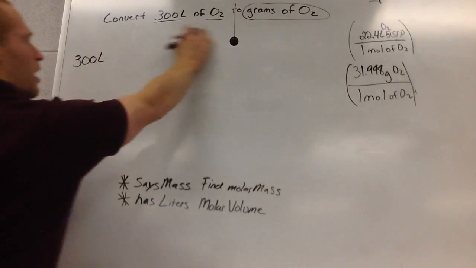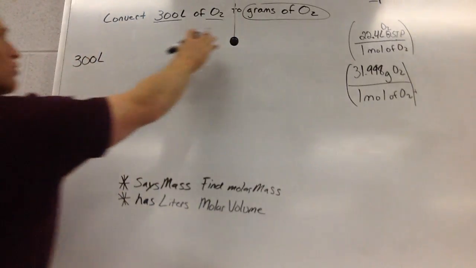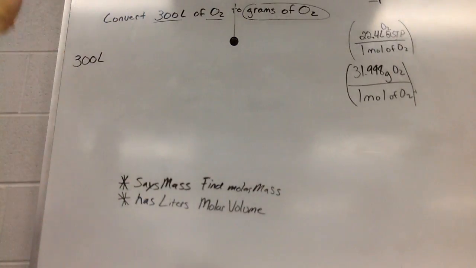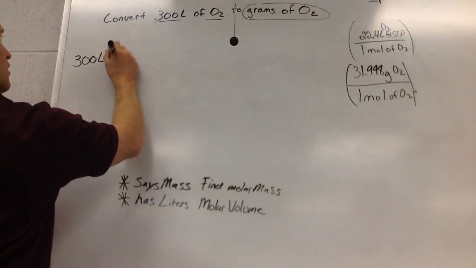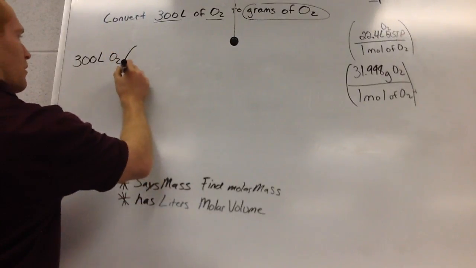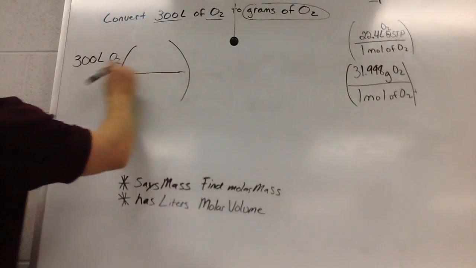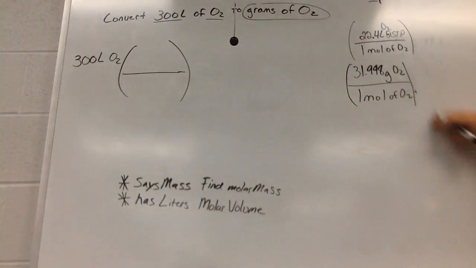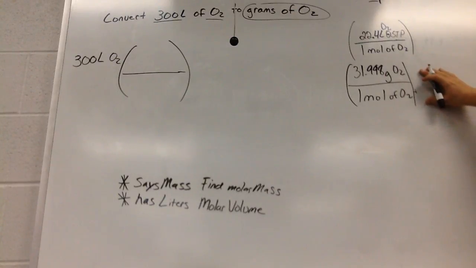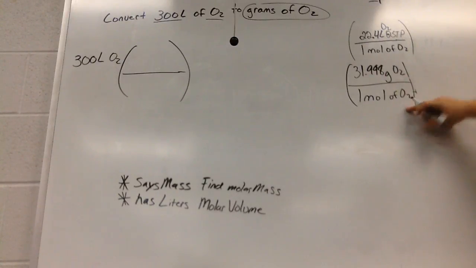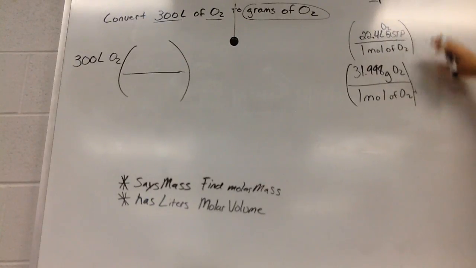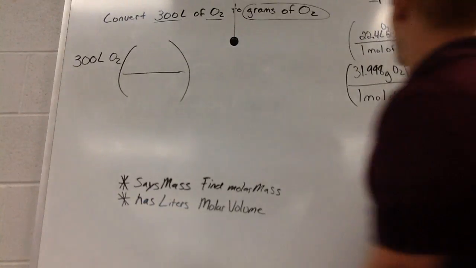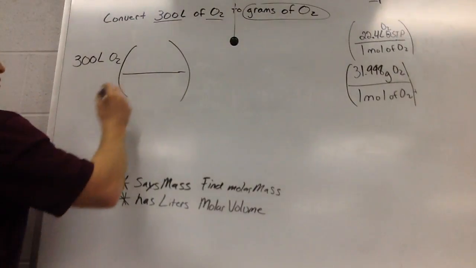So I'm starting with my underline, my givens, and I'm going to work the problem until I get to my circled, which is my unknown. So 300 liters of O2 is what we're starting with. We want to get rid of liters of O2. So what we're going to do is go over to our 2 options right now. We're going to look for the one that has liters in it. If you look at the bottom one, it has grams and moles. Nothing about liters, can't use it. Top one says 22.4 liters of O2. Absolutely we can use it.